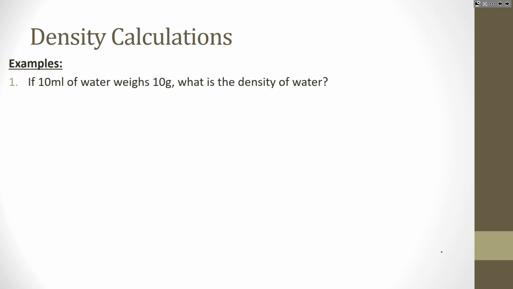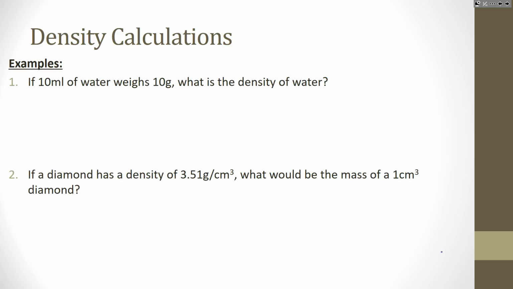So here are some examples of calculations involving density. If you have 10 mils of water and it weighs 10 grams, what's the density? Well, in grade whatever, you probably learned that density is mass over volume. But we just know it's how much mass is in a certain amount of volume. I don't need to memorize the equation. I just want to make the units look like that.